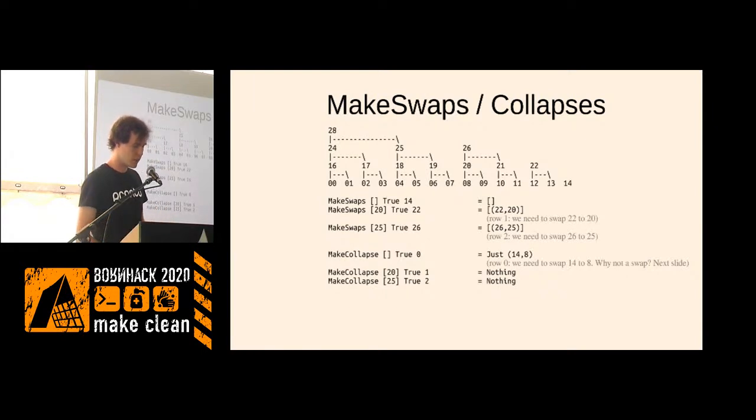So the point is, let's look at the right row. You can see it results in 22, 20, 26, 25, and 14, 8, right? And what are those? Those are the swaps we need to make to reorder the tree such that the nodes that we want to delete are deleted. So this is all derived from that list of deletion elements we wanted to get rid of.